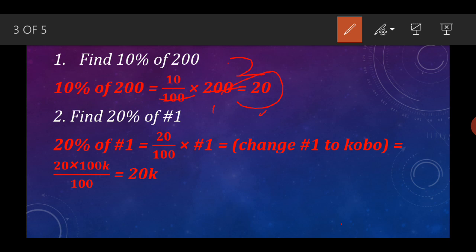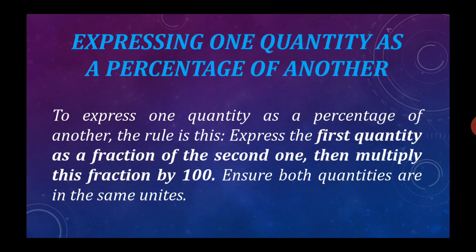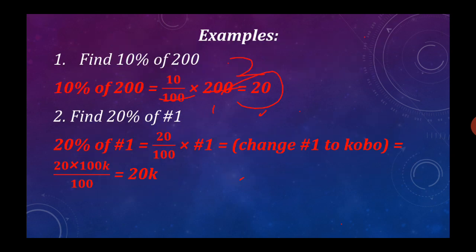Let's go to the second one, which is find 20% of 1 naira. Now that should be 20 over 100, of means times 1 naira. Now look at this. 1 naira, we cannot work with it. We have to convert 1 naira into kobo. How do we convert 1 naira into kobo? It means how many kobo makes 1 naira? 100 kobo is equivalent to 1 naira.